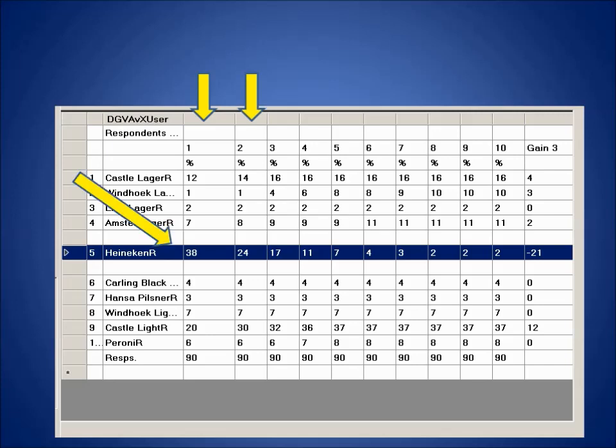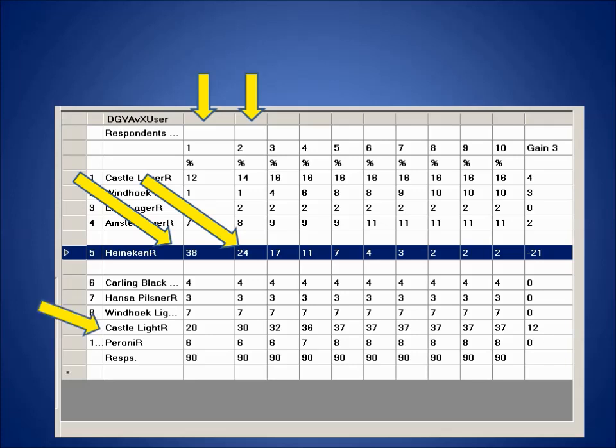And then in column 2, you increase the price for Heineken by 5 Rand, and we leave the others at 50, ask people which one they would prefer, and 24% would choose Heineken, which in fact is a drop of 14%, and then we increase the price to level 3.